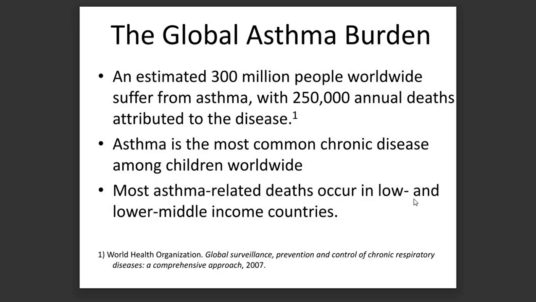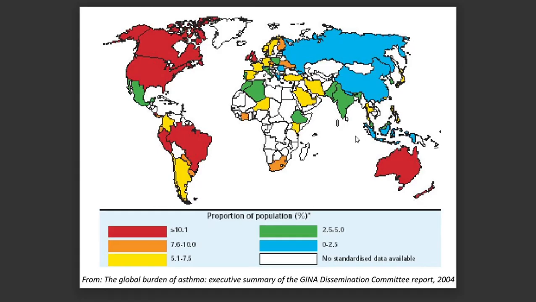An estimated 300 million people worldwide suffer from asthma, with 250,000 annual deaths attributed to the disease. Asthma is the most common chronic disease among children worldwide, and most asthma-related deaths occur in low and lower middle income countries. This is the proportion of the population percentage of deaths caused by asthma. The red is greater than or equal to 10.1%, orange is 7.6 to 10%, yellow is 5.1 to 7.5%, green is 2.5 to 5%, blue is 0 to 2.5%, and the white means that there was no standardized data available.